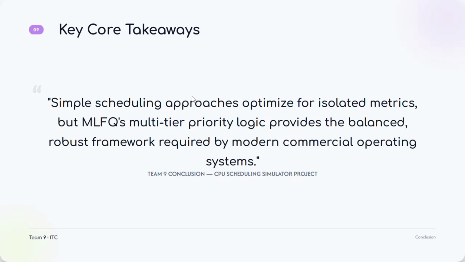And in conclusion, each scheduling algorithm has its own benefit. FCFS is simple and easy to use, and SJF and SRT can reduce waiting times. Round robin improves fairness by giving each process a chance to run, and priority scheduling allows important processes to run first. However, multi-level feedback queue gives the best overall performance because it combines different priority levels and can adjust priorities automatically.